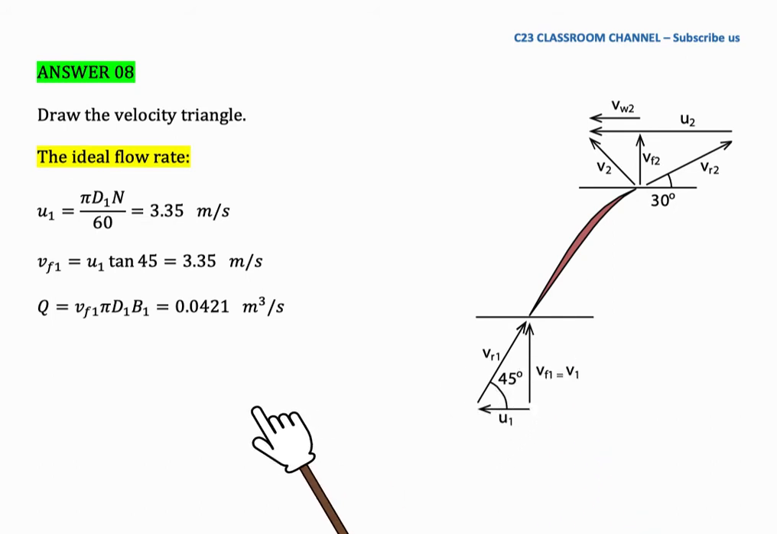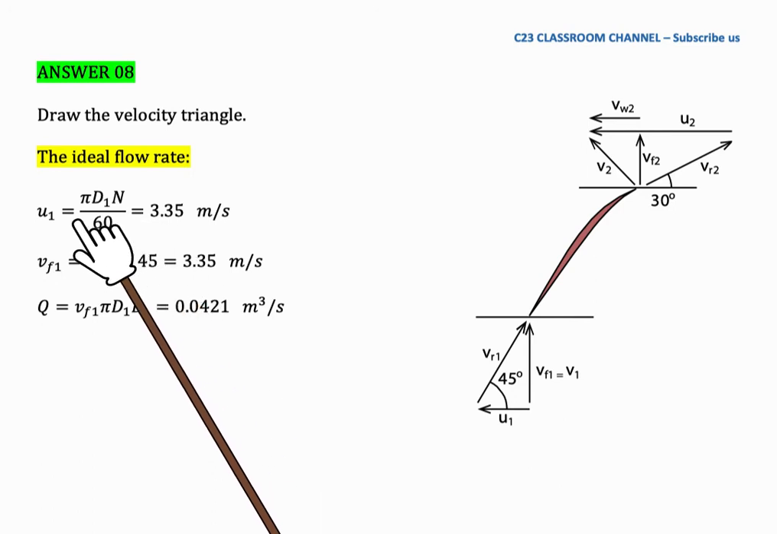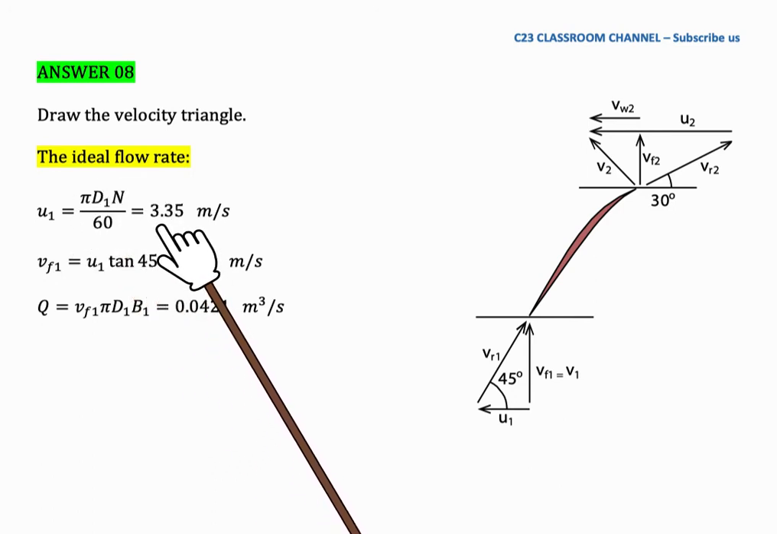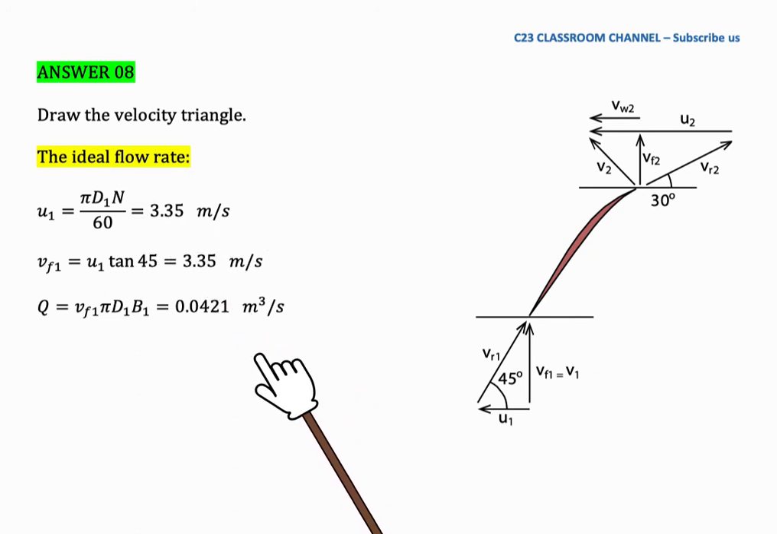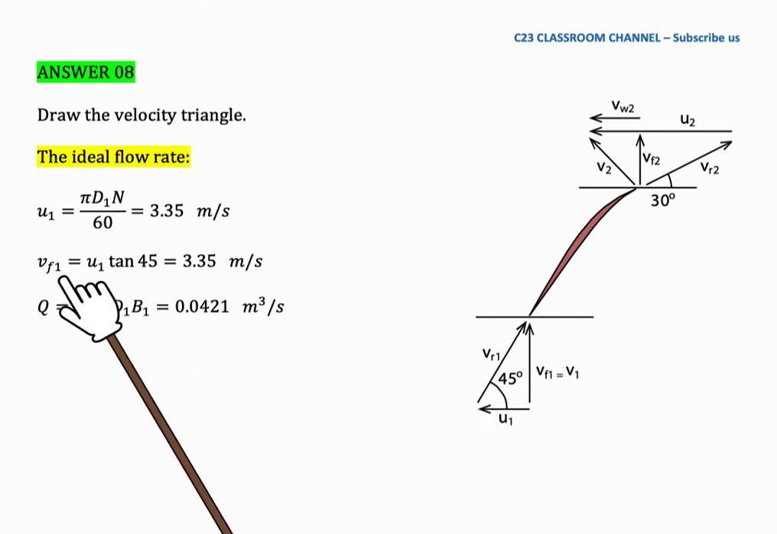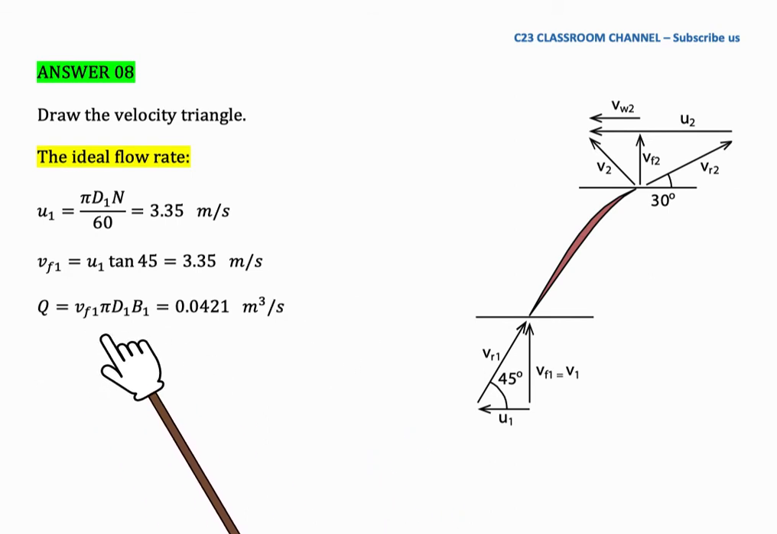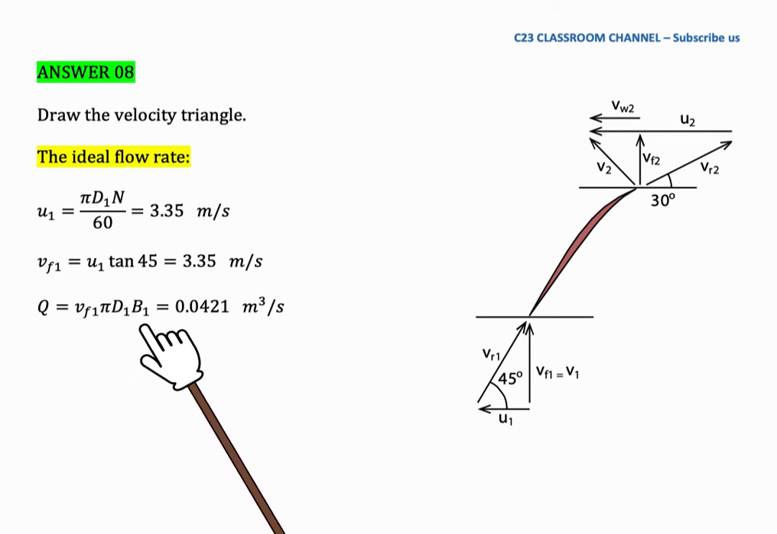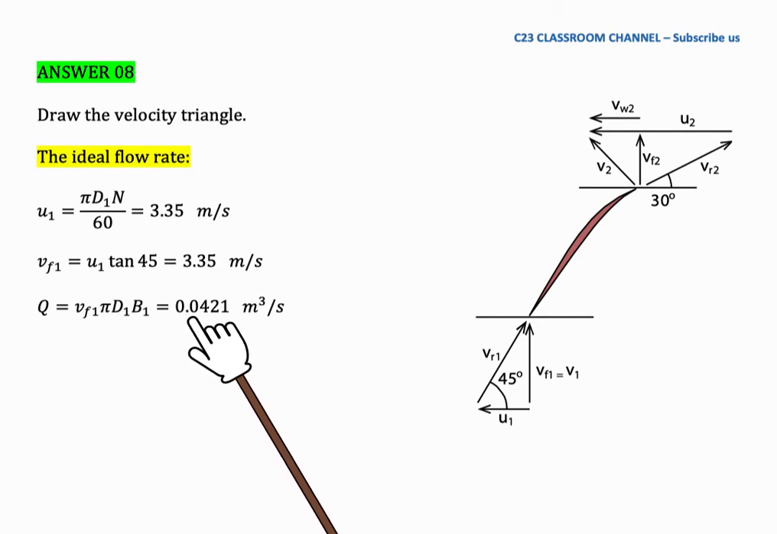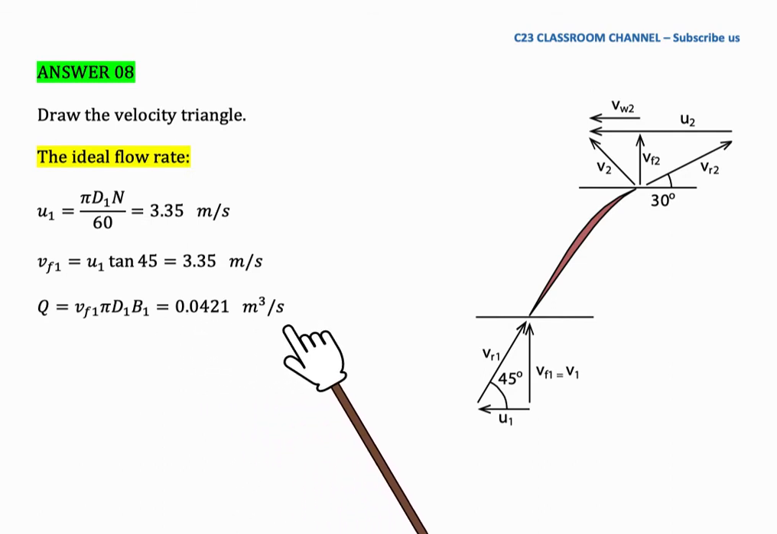To calculate the velocity u1, we could use this equation, and we calculate it is around 3.35 meters per second. Then, by using trigonometry, we could calculate that the velocity Vf1 is equal to 3.35 meters per second. And finally, we could calculate the flow rate using Vf1 times pi d1 b1, and it is equal to 0.0421 meter cubed per second.